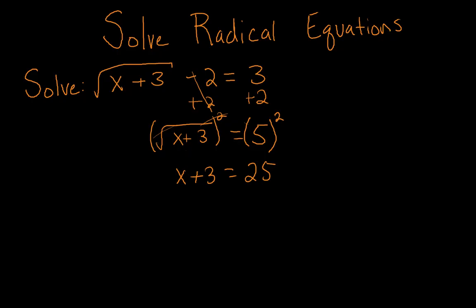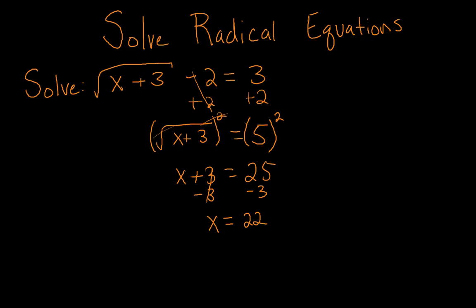Solving for x here, now that we have the radical out of the way, we can subtract 3 to make that go away. And we subtract 3 on the right as well. Remember, whatever you do to one side, you have to do to the other, leaving you with x is equal to 22.